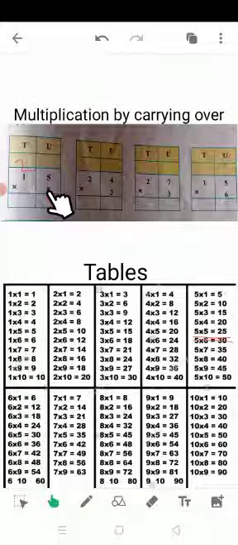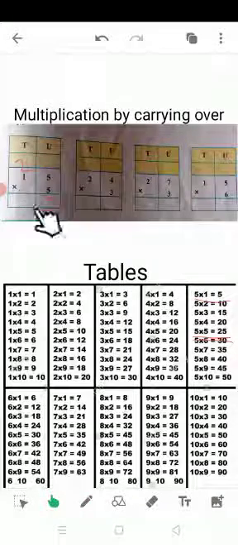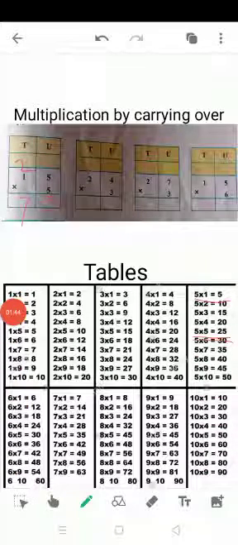So I will read the table of 5 till 1. 5 ones are 5. The answer has come 5, and I also add this 2. 5 plus 2 is equal to 7. The answer has come 75.